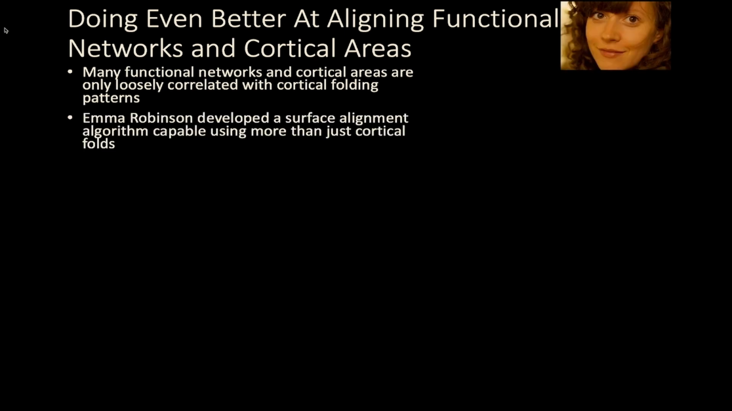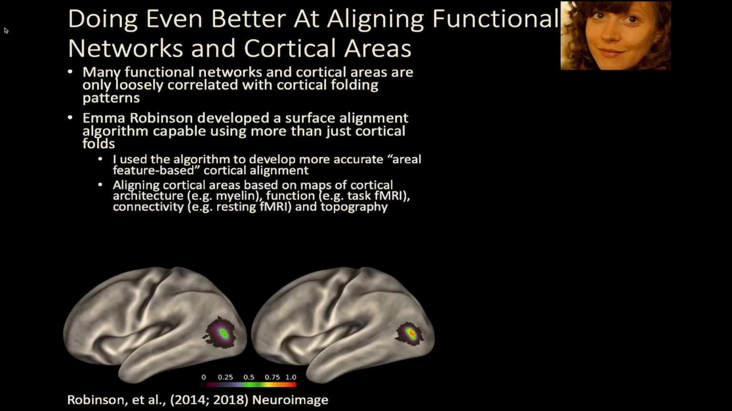So many cortical areas and functional networks are actually not very well correlated with cortical folding patterns. Unfortunately, Emma couldn't be here with us today, but she developed a surface alignment algorithm that is capable of using more than just cortical folds. And I use this to generate what I've termed an areal feature-based cortical alignment. So basically using things like resting state networks and myelin maps, task fMRI or topographic maps. And here I can illustrate what that does.